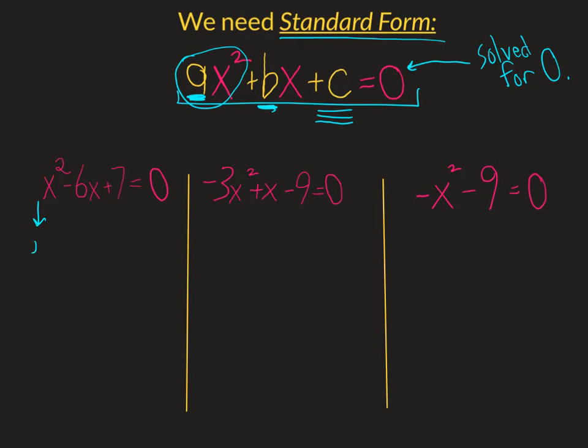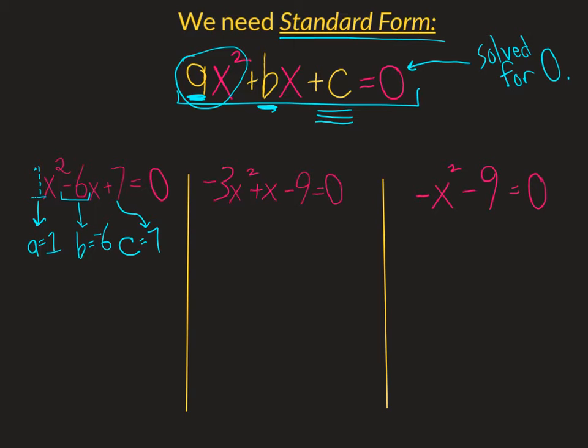A is that guy right there, and we don't see anything. We know what that means. If you don't see anything, it means it's 1. So our A is 1. Our B is not 6. It's negative 6, okay? Remember, you need the sign to go with it. Always, always, always. And then our C is 7. And it's as simple as that.